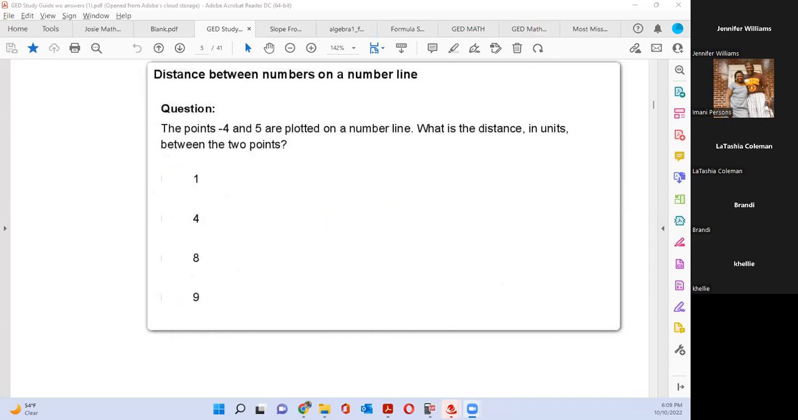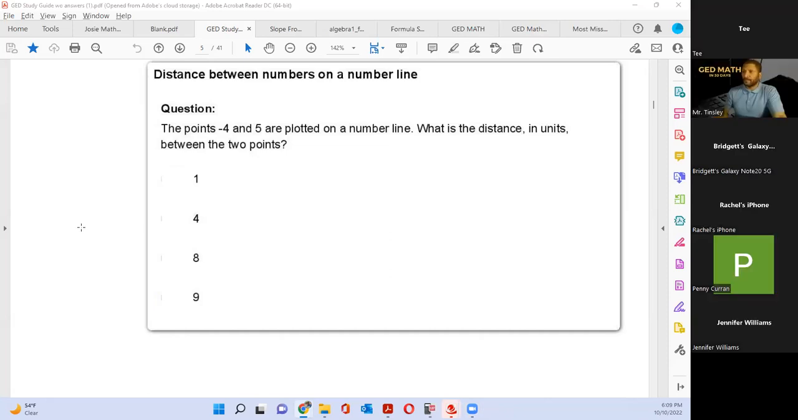Anything you've been working on during the week that you need help with? This same problem right here. Can you show us the absolute value, what it would look like?